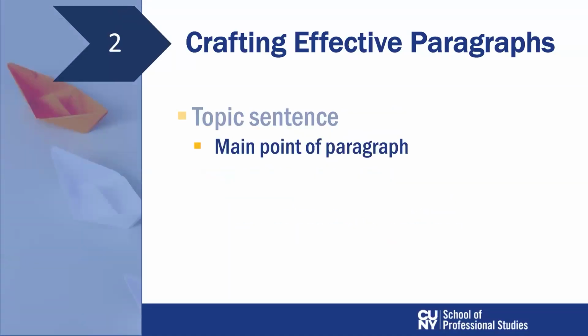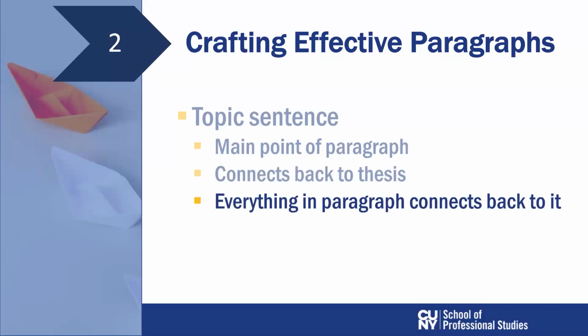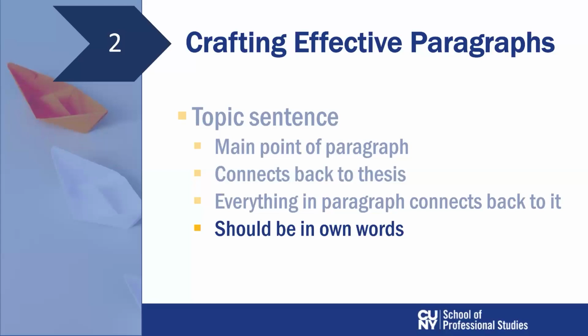So, topic sentences: main point of the paragraph, it connects back to your thesis, and everything in your paragraph connects back to it. It should be in your own words. So sometimes it's tempting to have the first sentence of your paragraph be a quotation. In reality, unless your entire paragraph is going to be a close reading of that quotation, it should be an assertion in your own words.